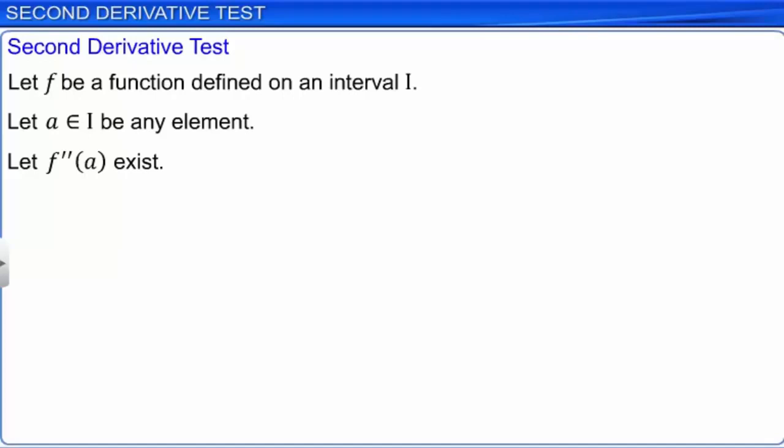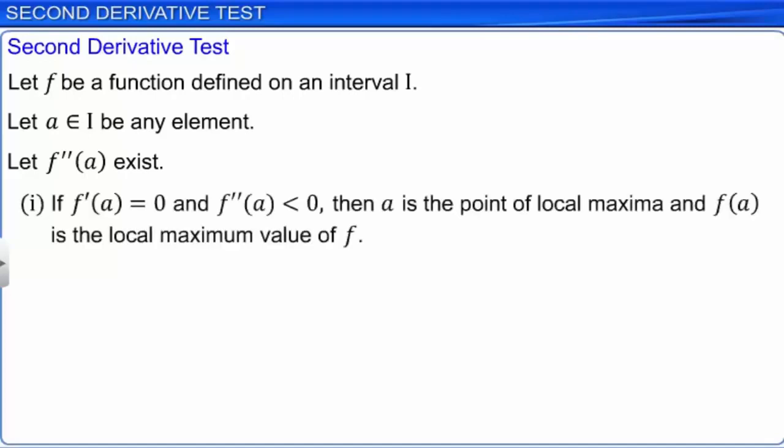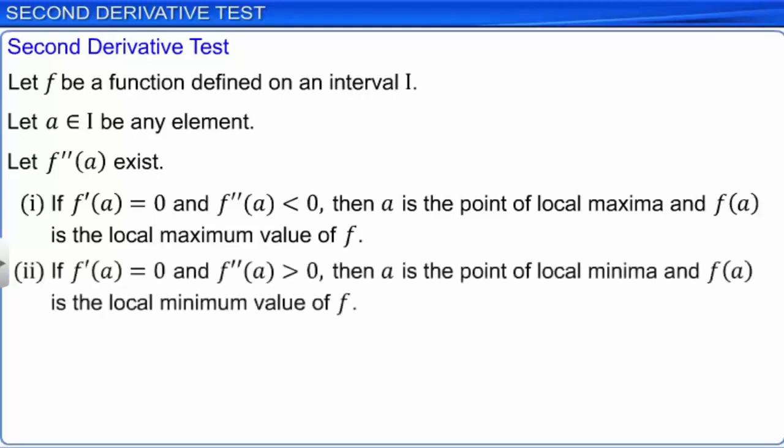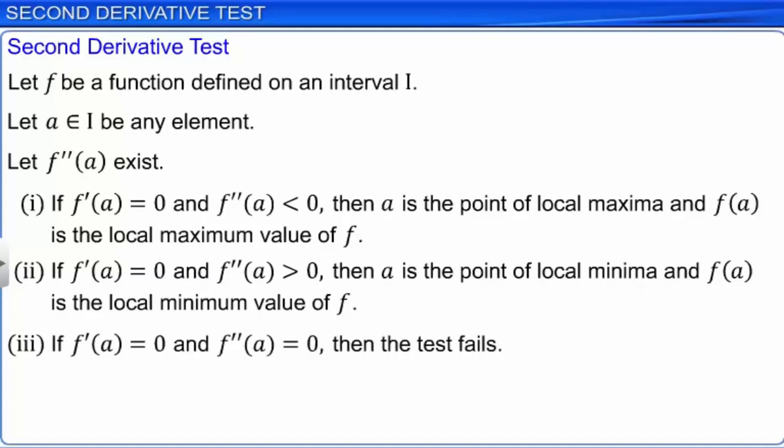If the first derivative is equal to 0 and the second derivative is negative, then A is the point of local maxima, and the local maximum value of the function is f of A. Also, if the first derivative is equal to 0 and the second derivative is positive, then A is the point of local minima, and f of A is the local minimum value of the function f. The second derivative test fails if both the first and the second derivatives are equal to 0.